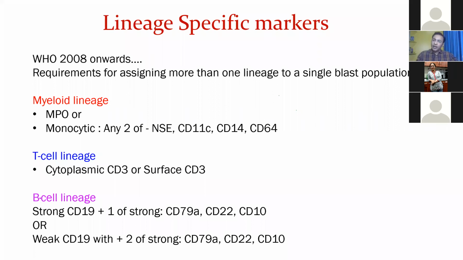Now, of course, we also consider morphology. If there is clear-cut monocytic morphology, we can confirm that. So that is about myeloid lineage.